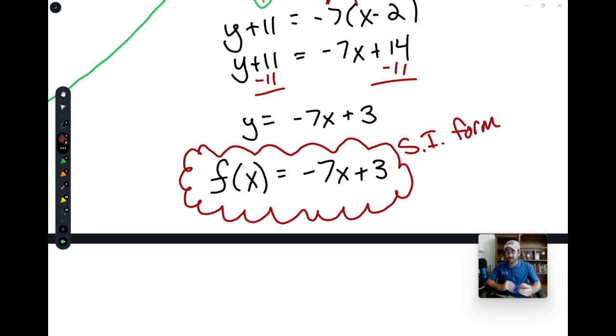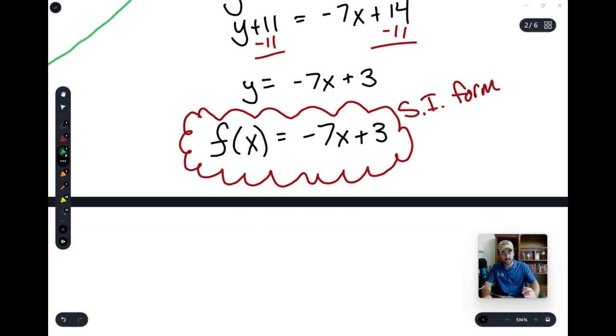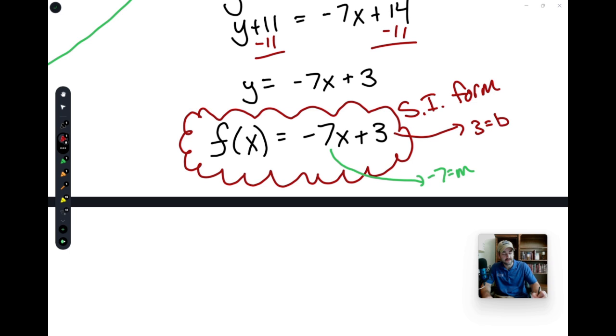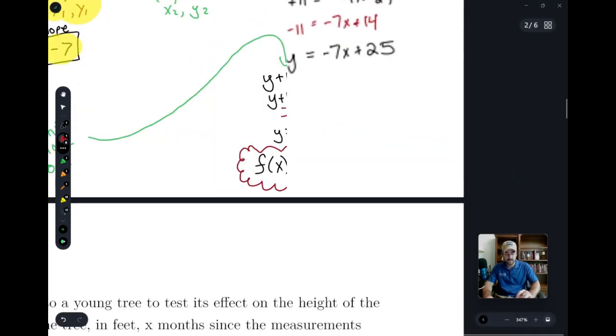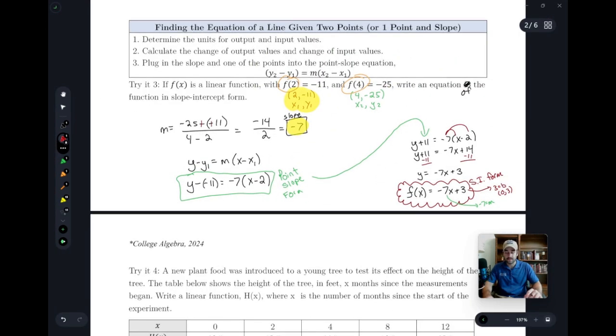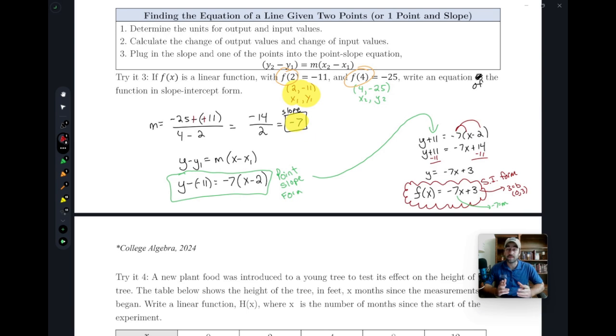And side note, if you want to make the side note, you can. I know it's getting a little crowded. -7 is your slope, and 3 is your y-intercept, which means (0, 3) is a point on your graph and is your y-intercept. Awesome. So that is finding an equation in both formats when you're given 2 points.